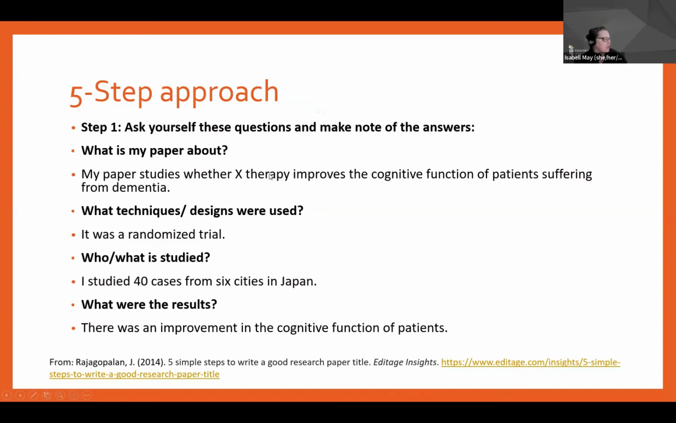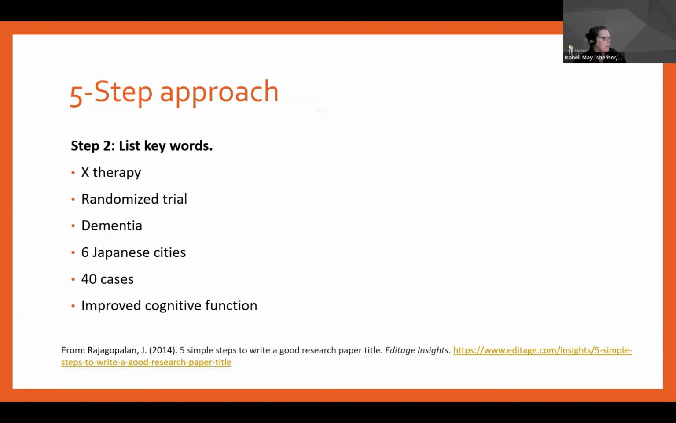Right? And so here is just some example. My paper studies whether X therapy improves the cognitive function, randomized trial, 40 cases, improvement in the cognitive function of patients, right? So very straightforward what the article is about. And then the second step is, take from these answers you have, look at the keywords in there. And the keywords are: X therapy, randomized trial, dementia, 6 Japanese cities, 40 cases, improved cognitive function.